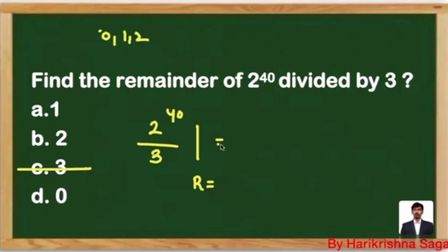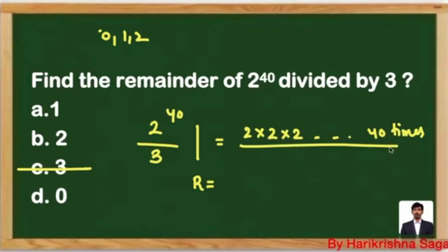And now, to solve this question, I am taking 2^40, that is 2 into 2 into 2, like that 2 will come for 40 times, and then I am dividing this number with 3.